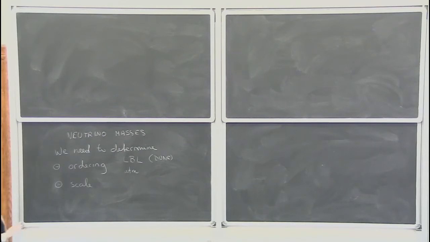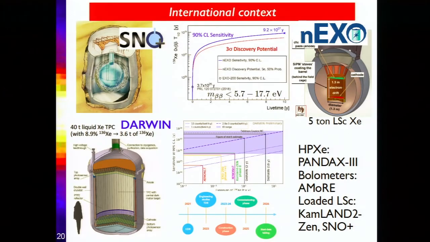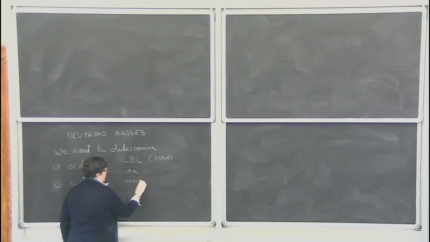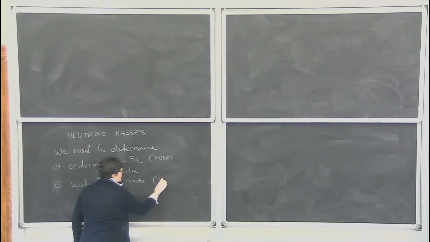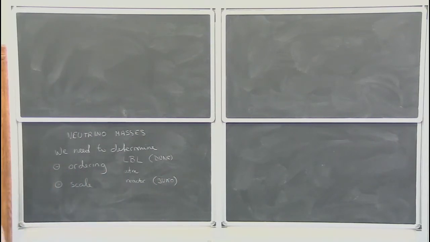And then there's another technique looking at the interference between the effects due to delta m square 3.1 and delta m square 2.1. These are reactor neutrinos at an intermediate baseline around 60 kilometers. And this is the JUNO detector in China, which is due to start next year.